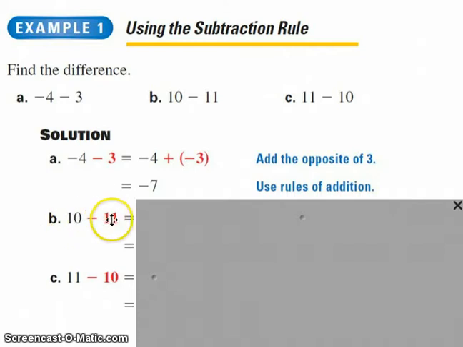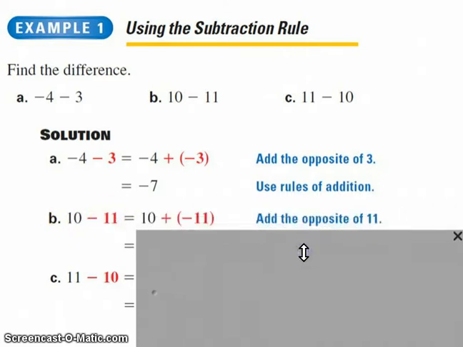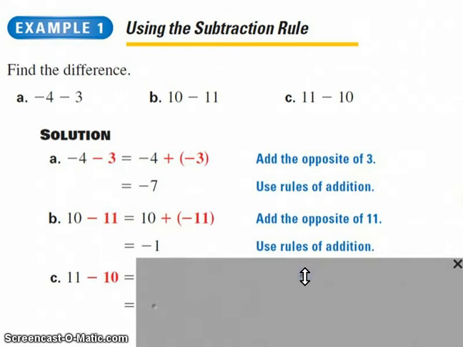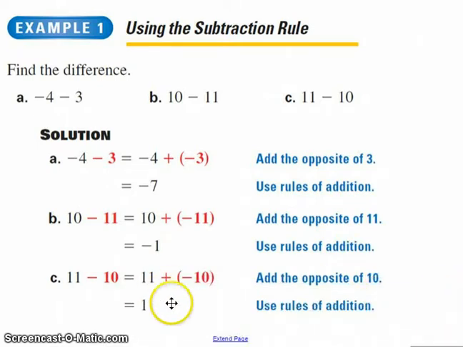Similarly, 10 minus 11. I change that minus 11 to plus negative 11. And 10 positives plus 11 negatives together make 1 negative. Last example here, 11 minus 10. That minus 10 gets changed to plus negative 10. And 11 plus negative 10 is 1.